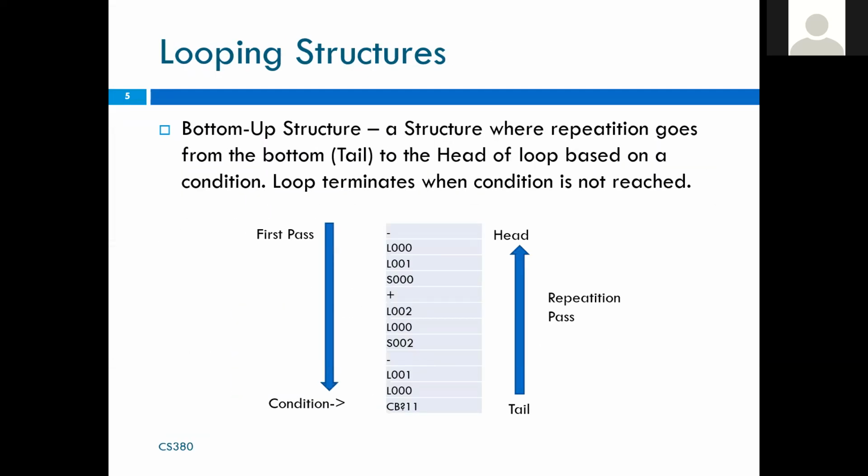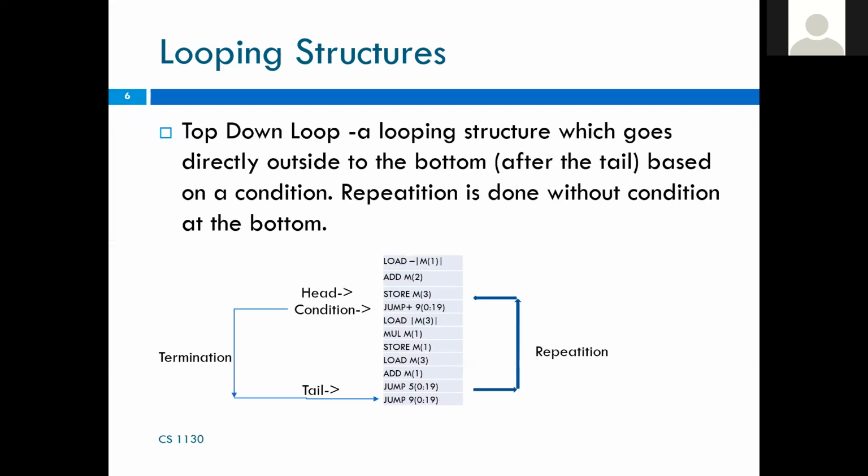Another main distinction is a bottom-up structure will always have at least one repetition, a minimum of one repetition of the body. In a top-down structure, during the first pass, if the condition of termination is reached, there may be 0 repetitions. That's one of the distinct differences. If the condition is at the top, it's a top-down loop. If the condition is at the bottom, it's a bottom-up loop. If the minimum repetitions is 1, it's a bottom-up loop. If the minimum repetitions is 0, it's a top-down loop. Do you follow?